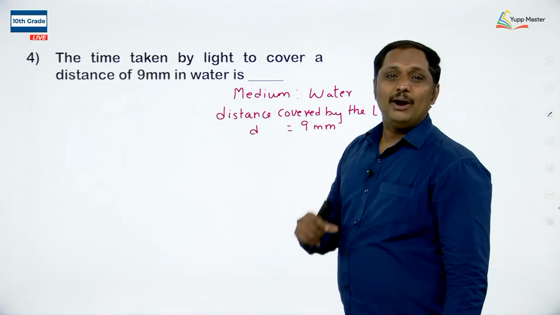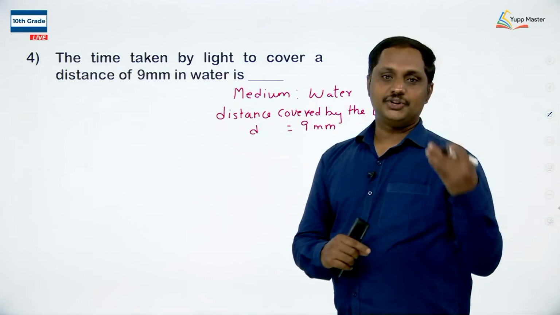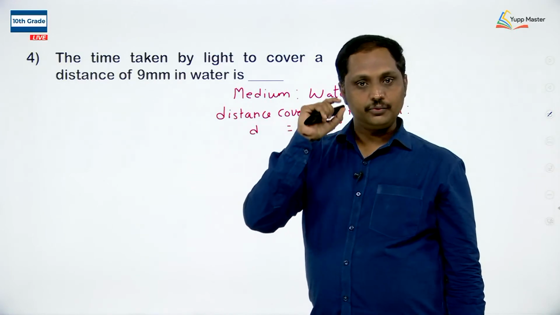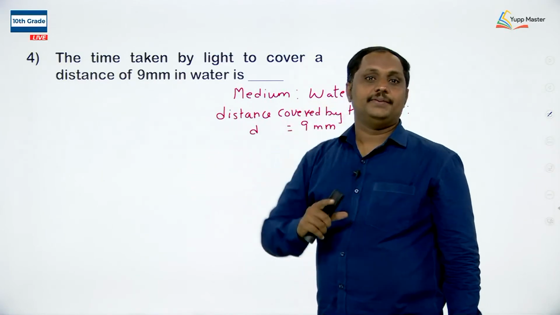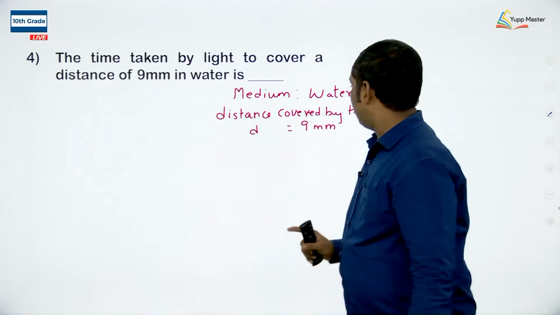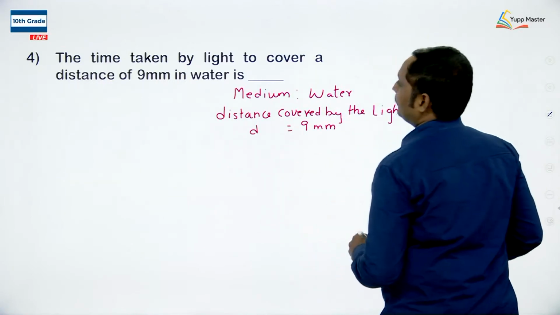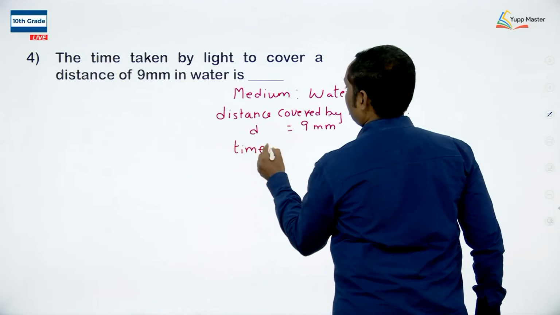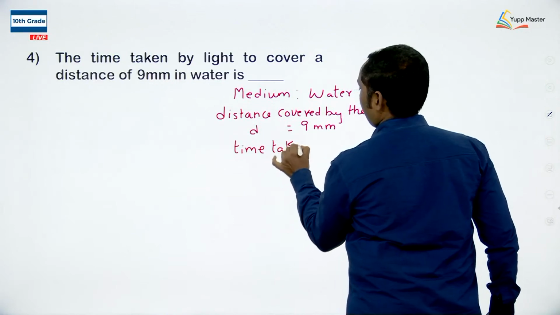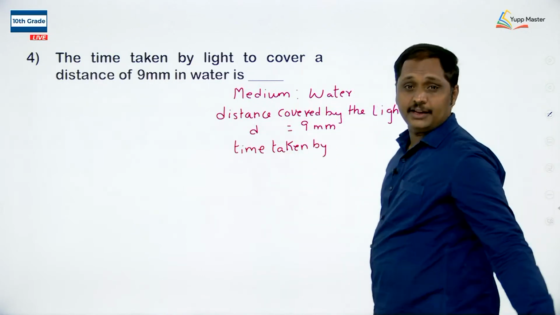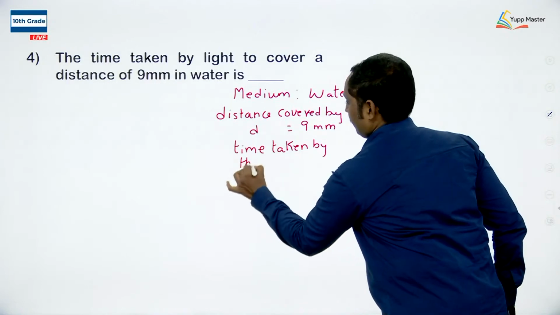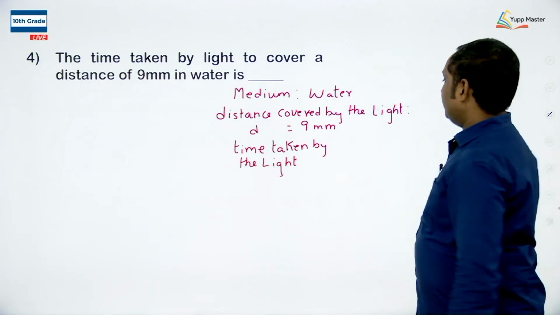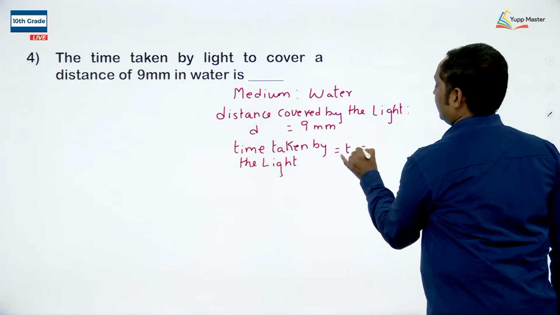Now what is your aim? You have to calculate the time taken by the light ray to travel 9 mm, to cover the 9 mm distance in water. That is the case. Time taken by the light ray, T, is equal to question mark.